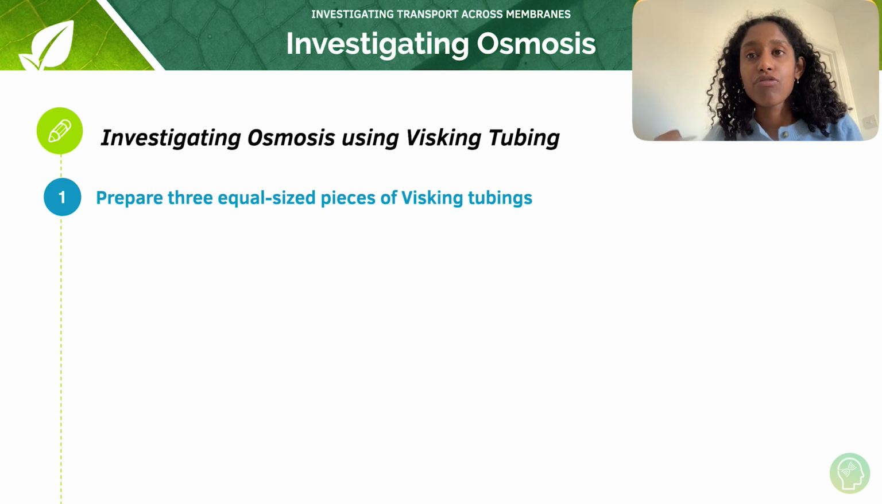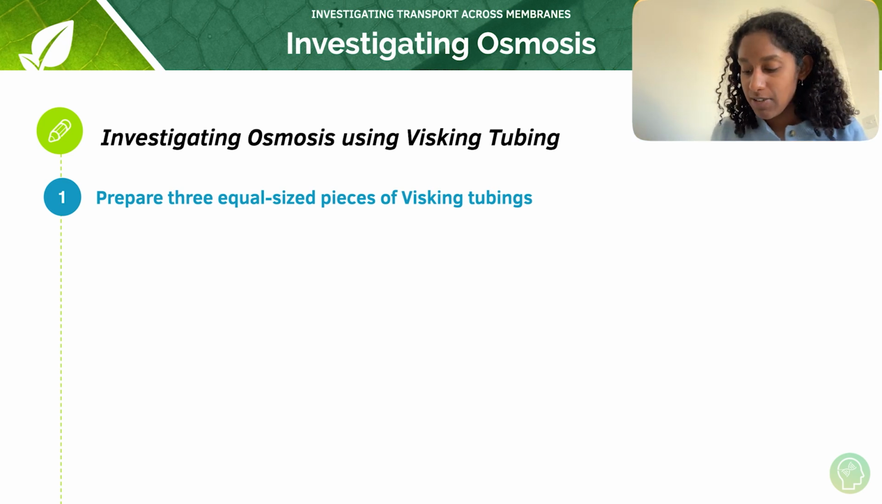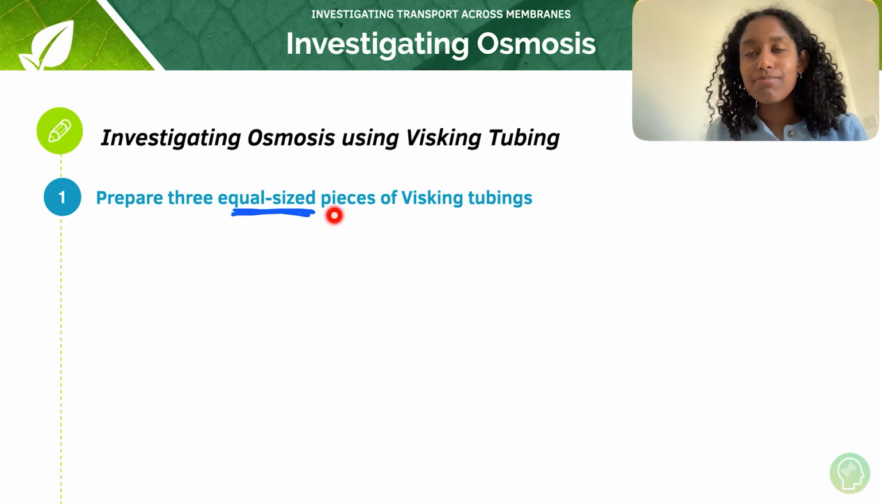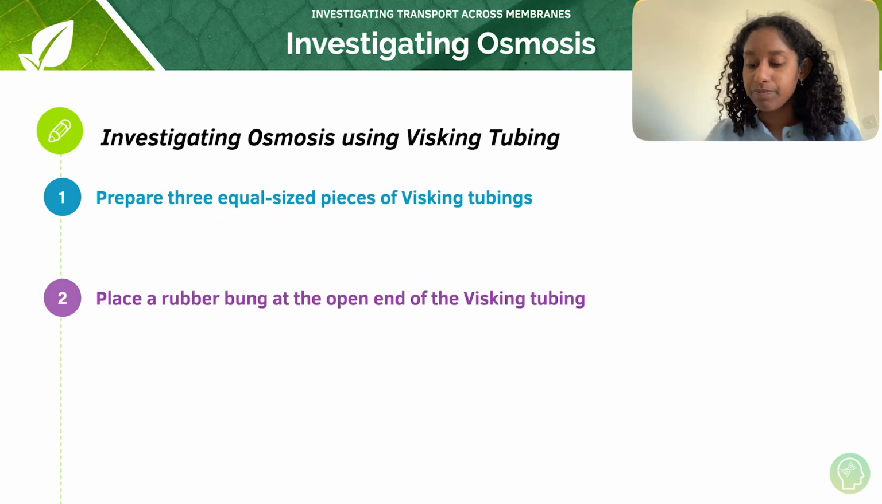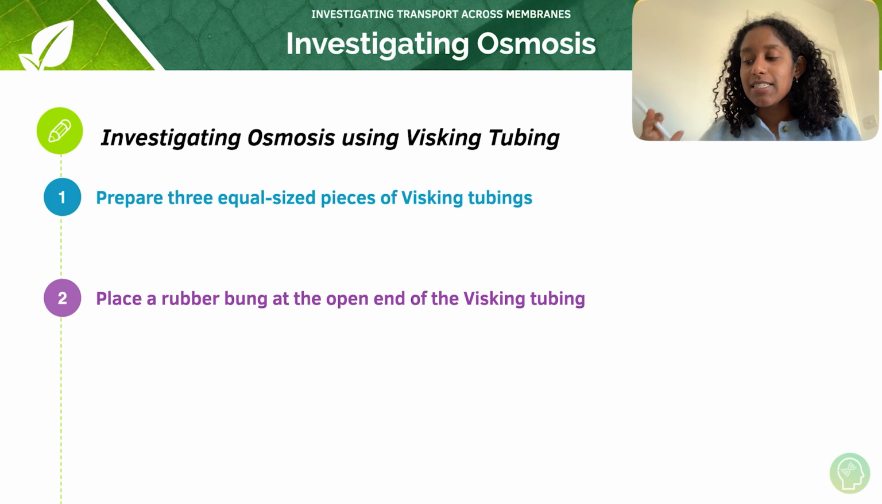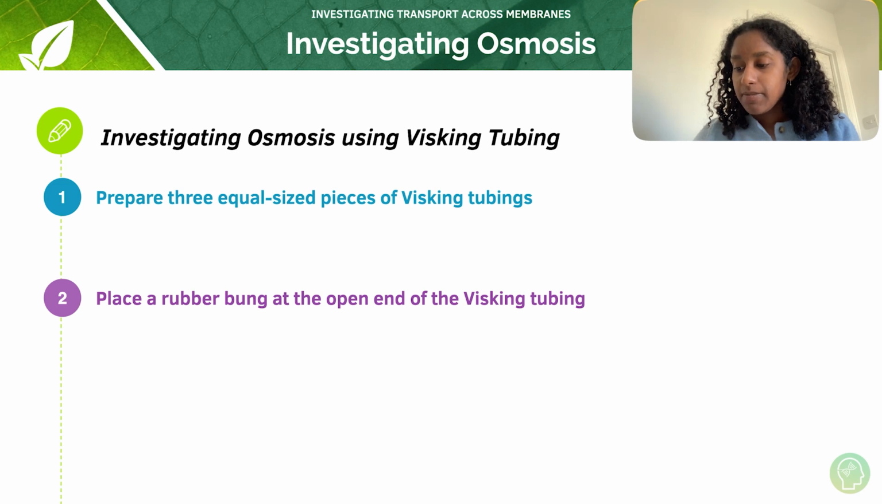So we're going to prepare 3 equal-sized pieces of Visking tubing. Again, really important to always mention in exams or in the classroom that you want to control as many variables as you can. So we need our equal-sized pieces of Visking tubing. We want to place a rubber band at the open end of the Visking tubing, and this is going to seal that open end. And we're going to fix that in place using a rubber band.